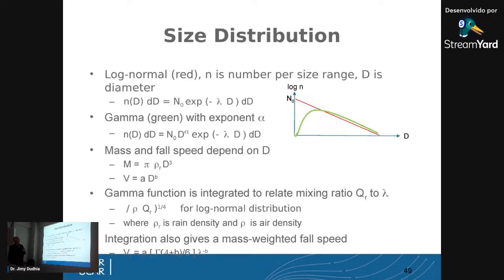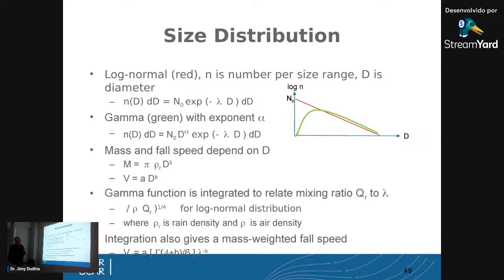So the size distribution is this: there's a diameter here, and the number of particles in each diameter range is here, and it's basically a logarithmic number of particles. And you can either have a linear function, which is the Marshall-Palmer distribution, or you can have a gamma function, which has a maximum at some diameter, maximum number of particles, and goes to 0 at very small particles. So the schemes more often these days use a gamma distribution.